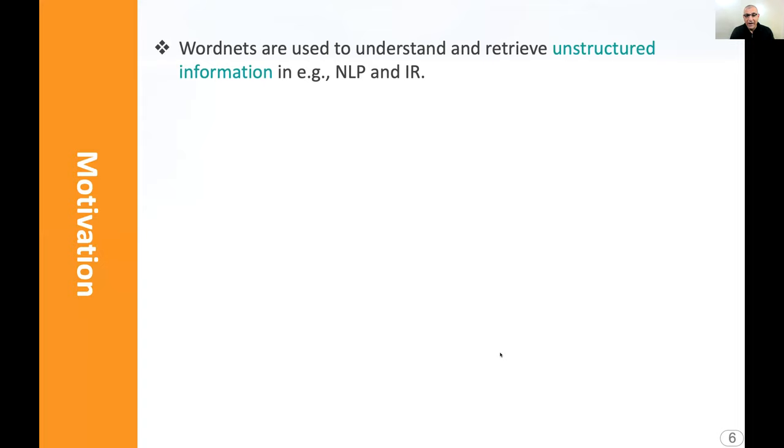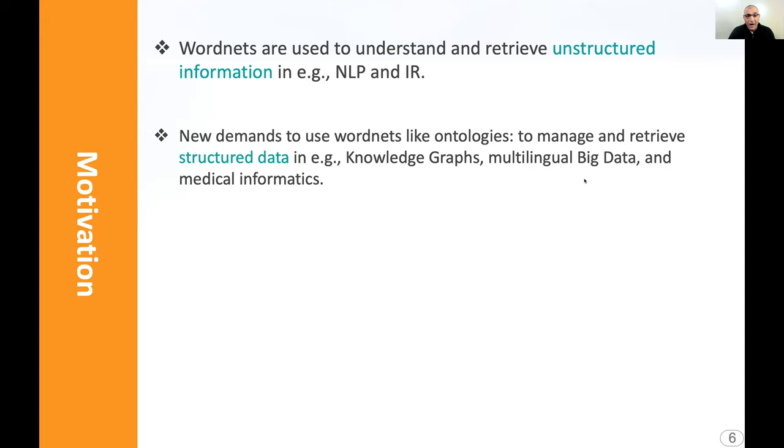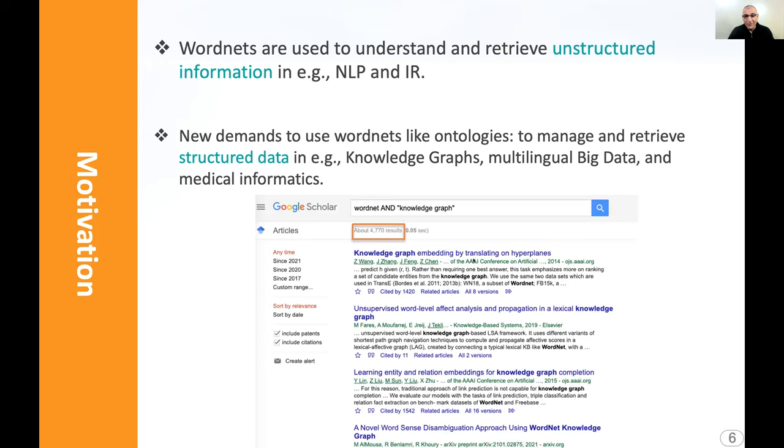We know wordnets are widely used in natural language processing and information retrieval for enhancing the retrieval of unstructured information. But there are new types of applications with new demands to use wordnets as ontologies for managing structured data, like knowledge graphs, big data, and other applications. In fact, I recently found about 5,000 articles mentioning WordNet and knowledge graphs. This is despite the fact that knowledge graphs are a new research area. So there is a big demand.